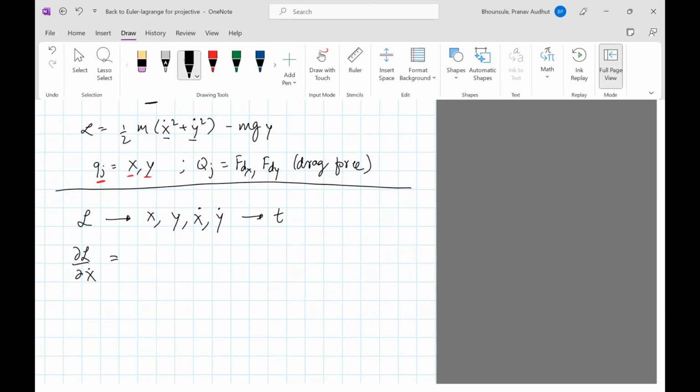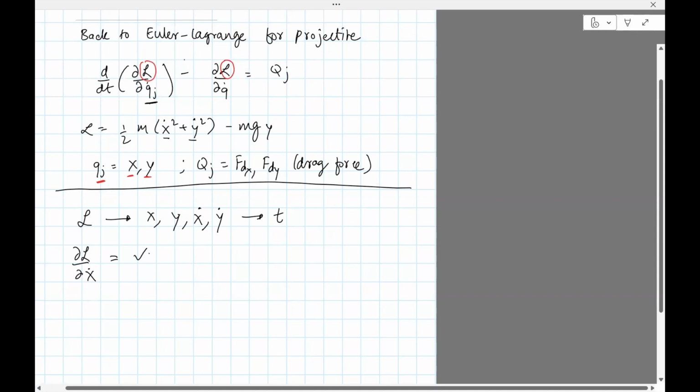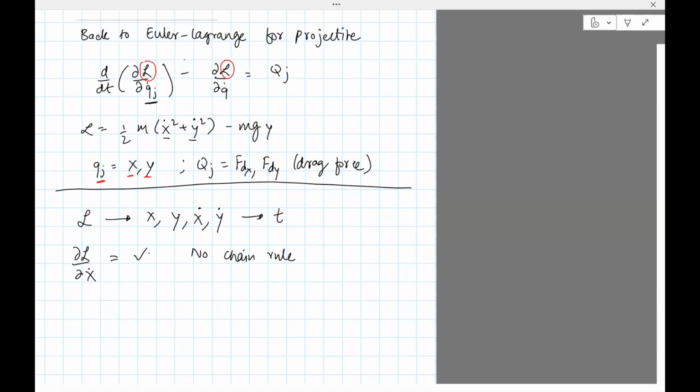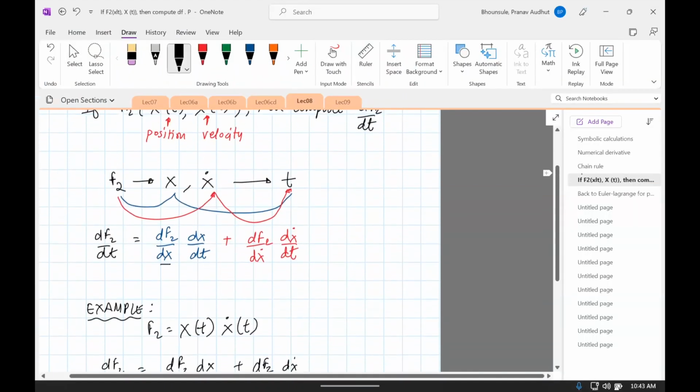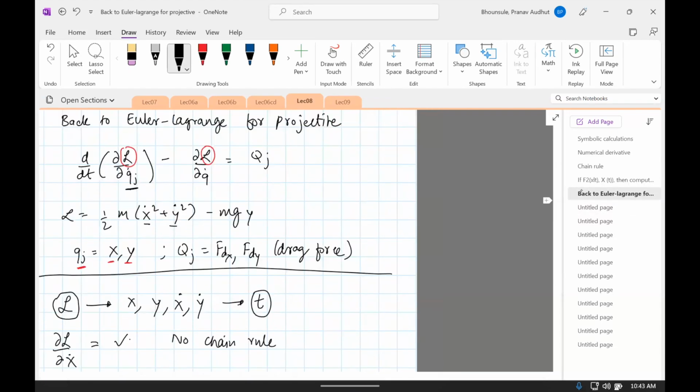Okay, so when we take the derivative of L with respect to x dot, it will just be what it is. There's no chain rule involved. Why is there no chain rule? Because we are not trying to compute the derivative of L with respect to time, right? In the previous one, where we talked about the chain rule, we were interested in computing f2 with respect to time. So it's simpler than that.